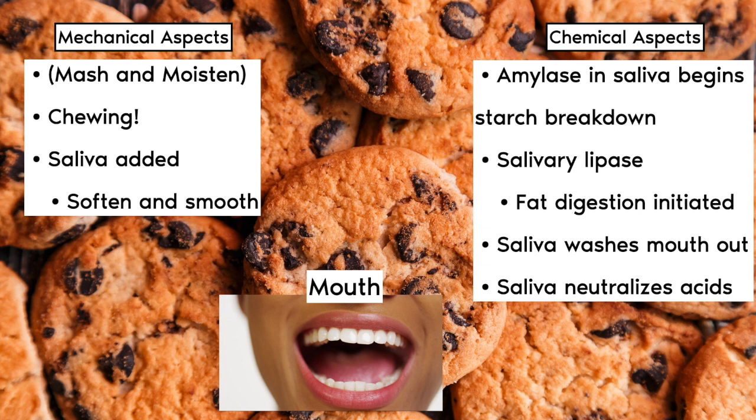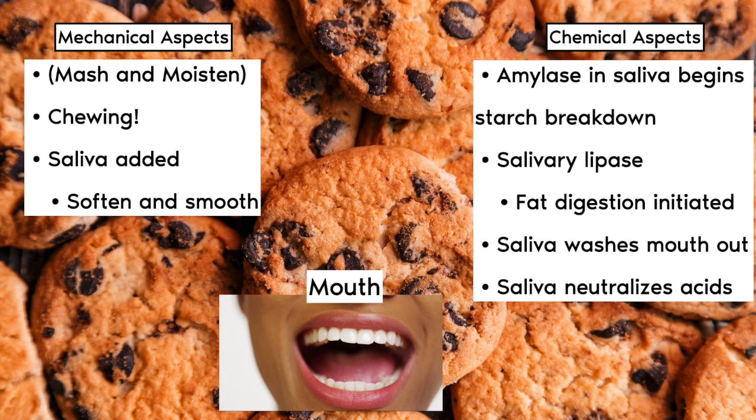Chemical aspects in the mouth, we have amylase, which is an enzyme in your saliva, and that begins starch breakdown or carbohydrate breakdown. Just starting it. It's not going to break down all the carbohydrates, it's just going to start. Then we have salivary lipase. Salivary lipase initiates fat digestion. So again, it's an enzyme. Any compound that ends in ASE is probably an enzyme.